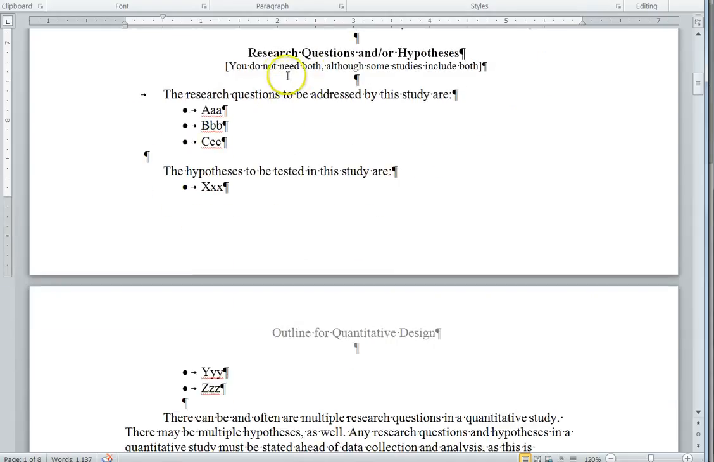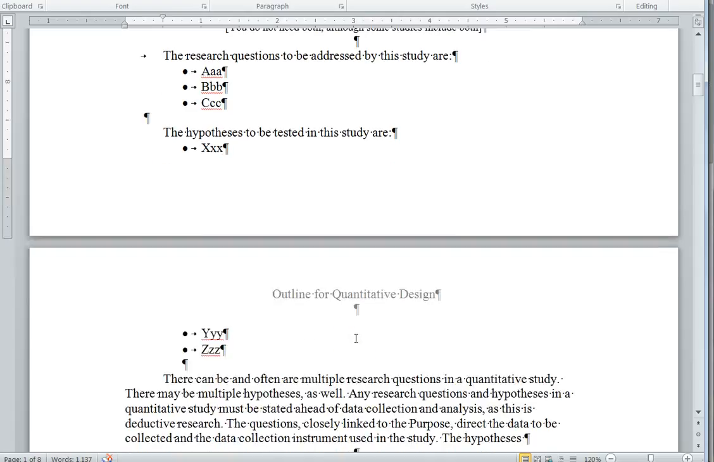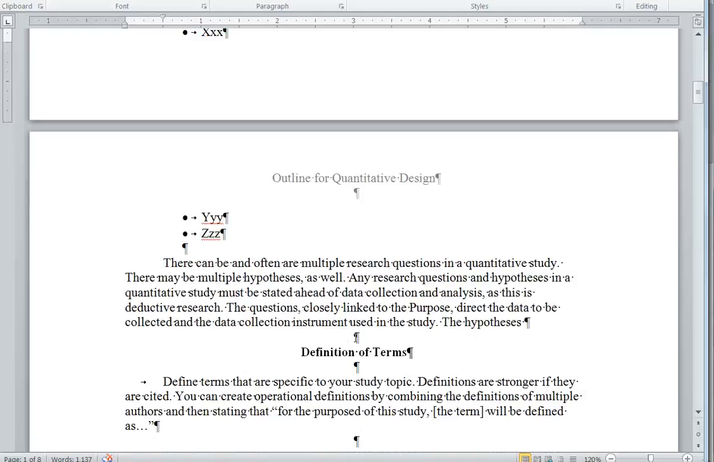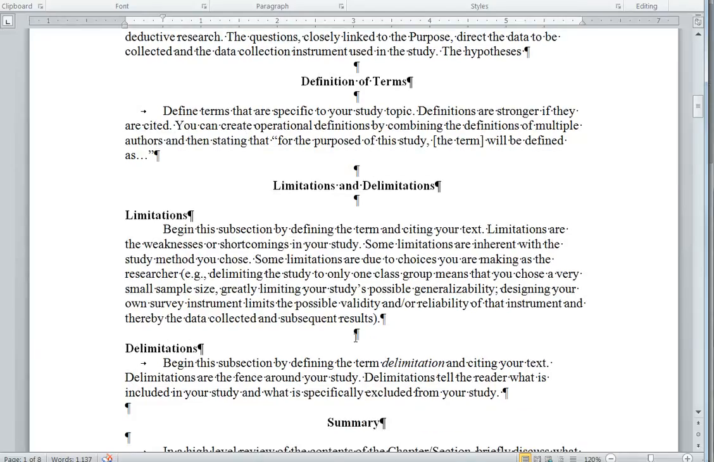Then we would name our research questions. And when we're talking about the questions for quant, then we'll have multiple questions. You can also have hypotheses. We'll discuss these in a future week, in a future discussion, not lecture.